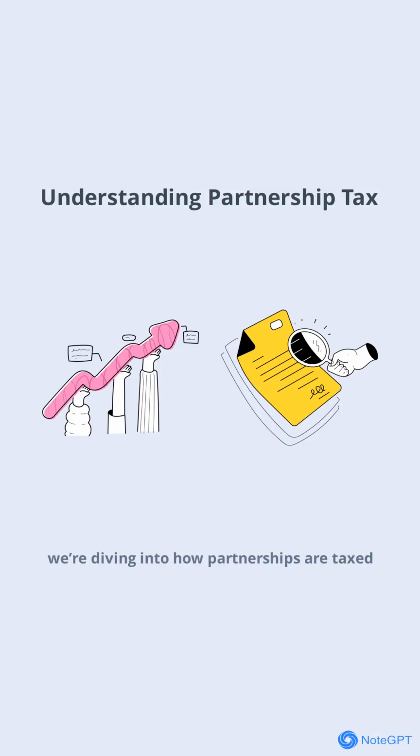Welcome. Today we're diving into how partnerships are taxed in Malaysia under the Income Tax Act 1967. Unlike companies, a partnership isn't a separate taxable entity. Instead, the partnership's total income is calculated as if it were a single business. This calculation leads us to a crucial concept: provisional adjusted income. It's the business profit before dividing it among the partners.